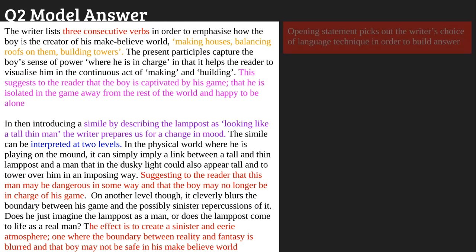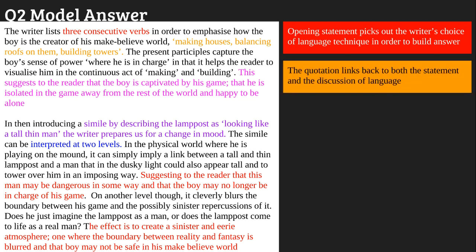So the writer lists three consecutive verbs in order to emphasize how the boy is the creator of his make-believe world. We start off with our opening statement, our opening point, which straight away picks out the writer's choice of language technique, and then the answer builds off that. Making houses and balancing roofs on them, building towers. So we've got our quotation, and the most obvious thing I can say is that the quotation has to link to your point, has to link to your statement. So it's like a consecutive thing. One builds on top of the other.